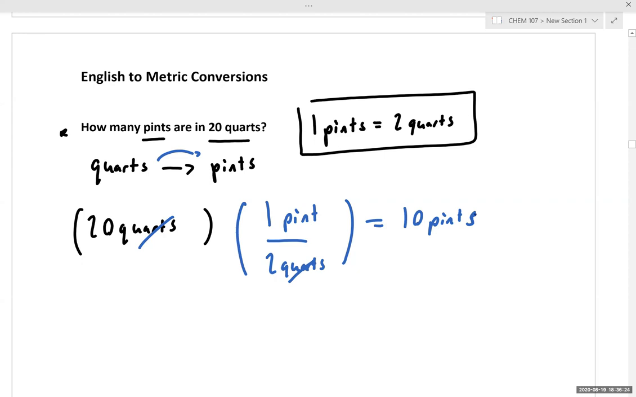As you can see, it's not as fun doing English to English and English to metric conversions because the numbers are a lot messier. But the fundamental logic of writing an equality and writing out your unit conversion factor is exactly the same. Does this example make sense to everyone?